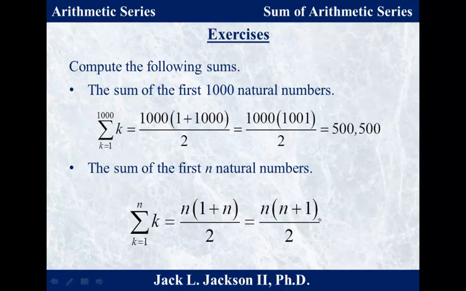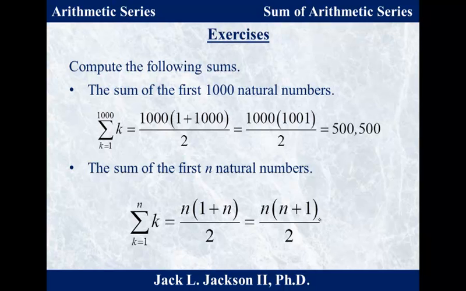Okay, the sum of the first 1,000 natural numbers, k equals 1 to 1,000, and it's just k there. So in other words, this is one where the first term is 1, the 1,000th term is 1,000, and there are 1,000 terms, and it's going up by 1 each time. So this is in fact an arithmetic series, slope of 1, and so we get our formula.